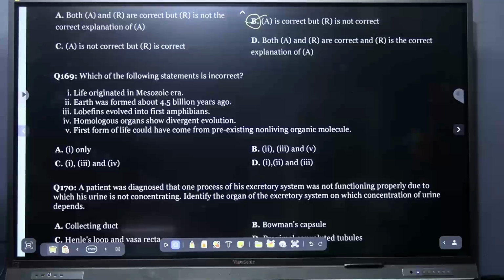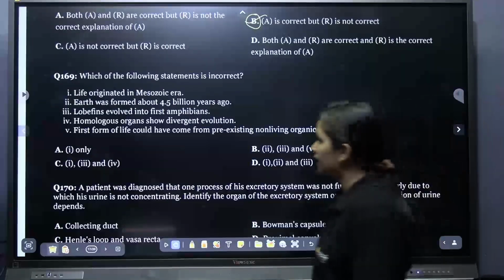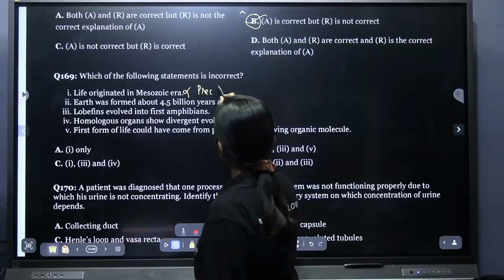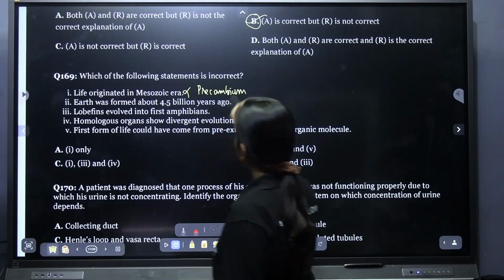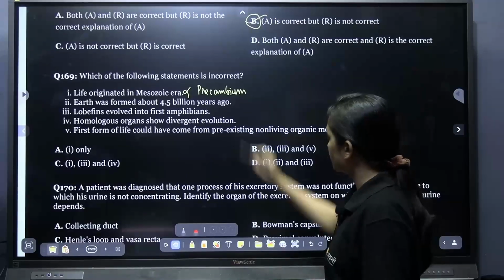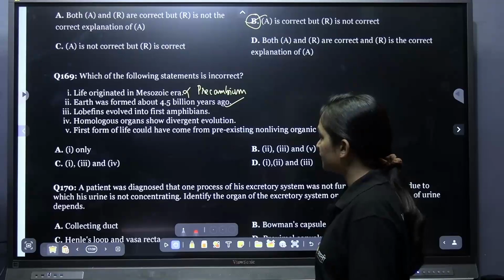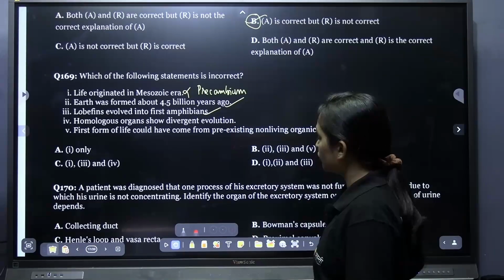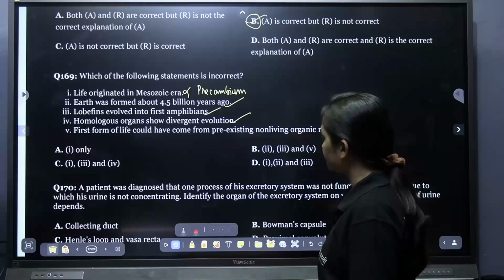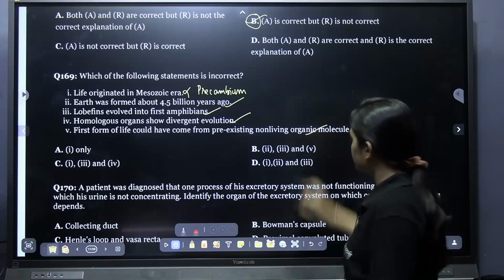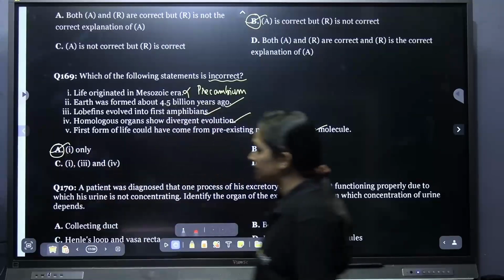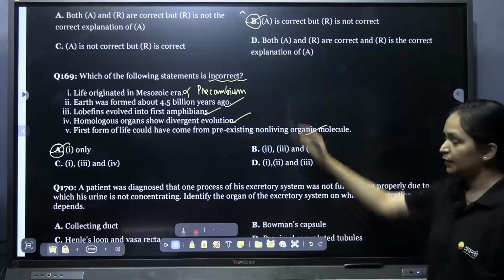Which of the following statements is incorrect? Life originated in Mesozoic era? No, it has originated in pre-Cambrian. Earth was formed about 4.5 billion years ago. Yes, Earth was formed, yes. Dolphins evolved into first amphibians. Yes. Homologous organs show divergent evolution, common ancestry to the divergent. Yes. First form of life could have come from pre-existing non-living organic molecule. This is also correct. We need to find the incorrect one, that is only the first option is incorrect. That is A is the correct option. First statement is incorrect.